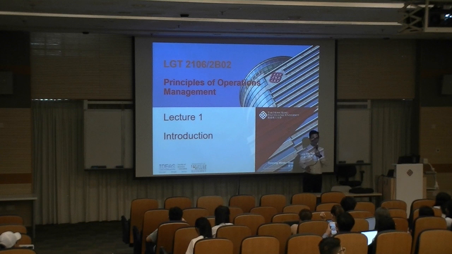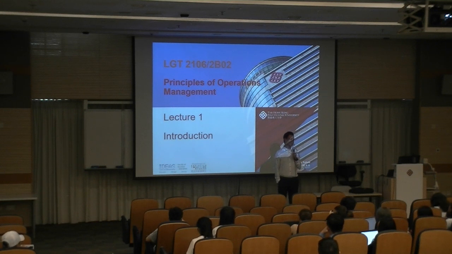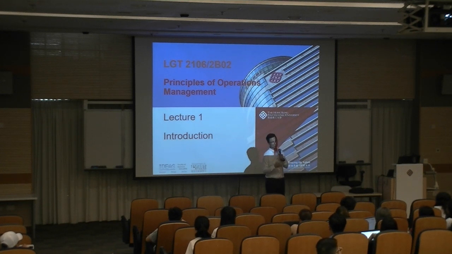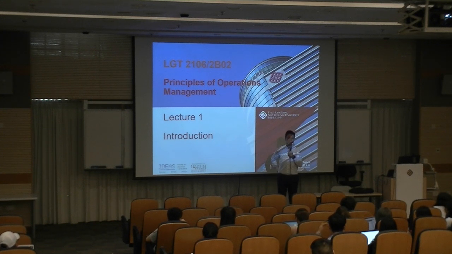LGT2106 or LGT2BO2. This is a combined subject, combining the normal BBA core subjects together with CAR subjects. These are CAR B subjects. So for some of you, you take this as a CAR subject. But we will have the same lectures, same assessment with all the others. So it doesn't matter. Just assume this is a normal subject that you take.